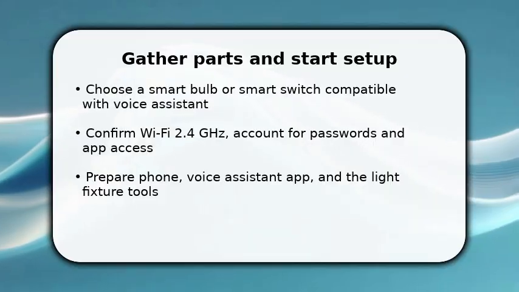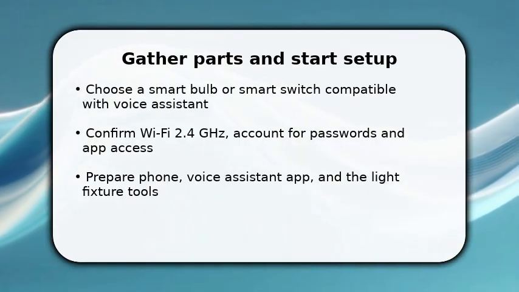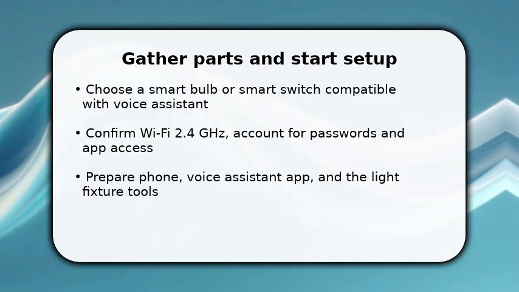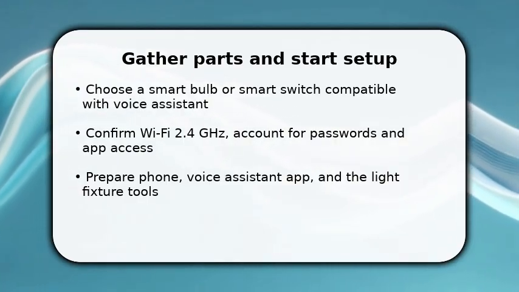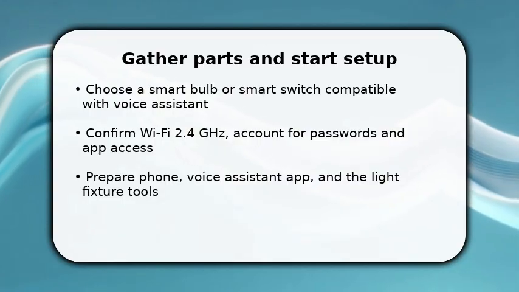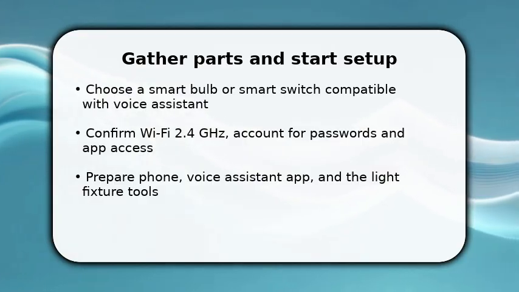You begin by gathering the essential hardware and accounts. Install the smart bulb or replace the switch now, screw in, restore power, and open the vendor app. Create or sign into the manufacturer account, then connect the device to your 2.4 GHz Wi-Fi following on-screen prompts.